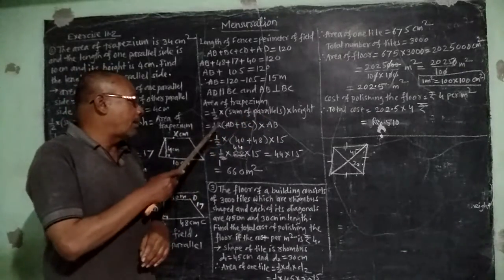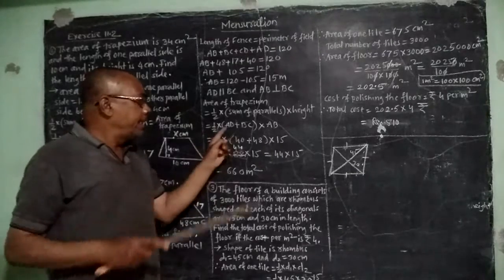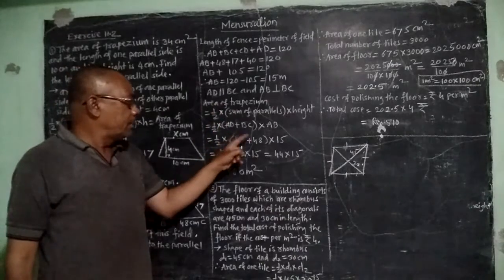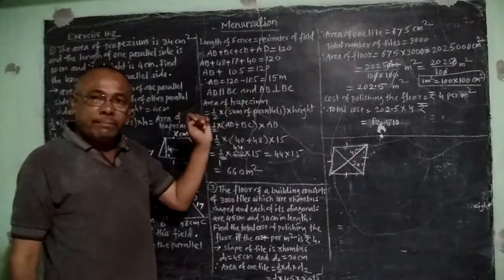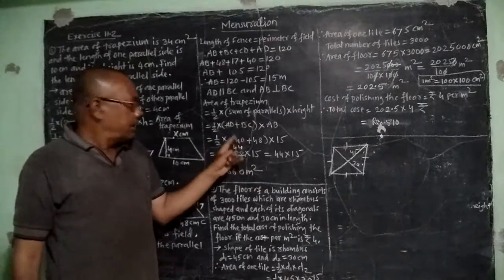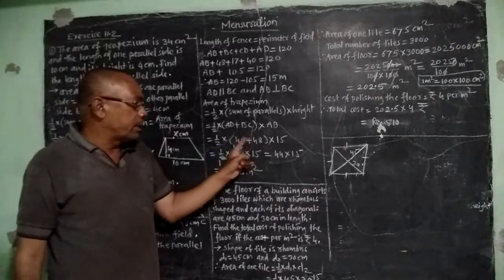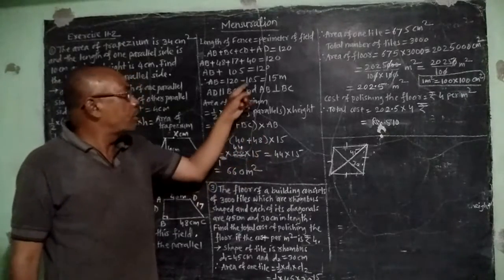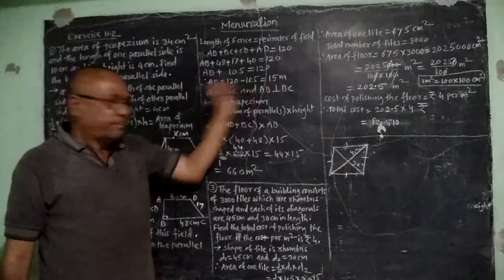that is equal to 1/2 into AD plus BC, because AD and BC are parallel. So AD plus BC into height, which is AB. So 1/2 into 40, AD is 40, BC is 48. So 40 plus 48 into AB is 15. Just now we have found the value of AB.